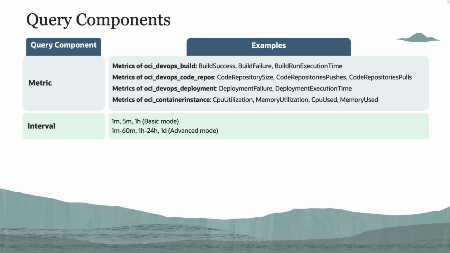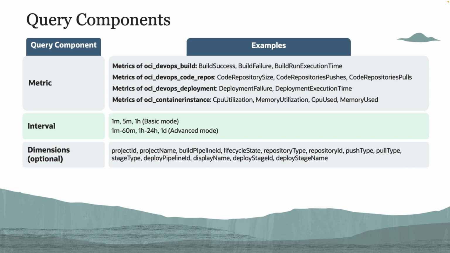The interval can be specified through the basic mode or advanced mode. With the basic mode, you can choose 1 minute, 5 minutes, or 1 hour. With advanced mode, there are further options, like you can provide a range like 1 minute to 60 minutes, or 1 hour to 24 hours, or even 1 day.